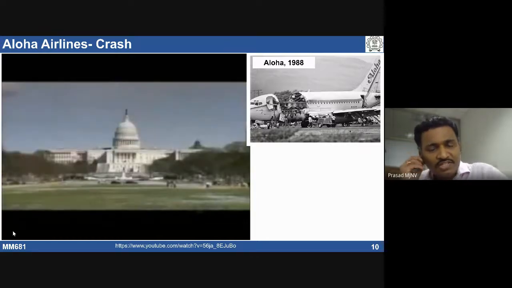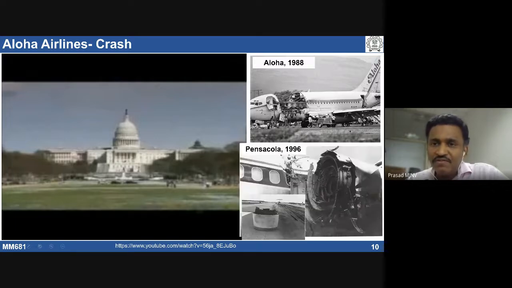So this Aloha incident happened in 1988. This also has been attributed to fatigue failure: pressurization and depressurization led to crack propagation in the skin. Afterwards, in 1996, the Pensacola accident also happened, where some part of the engine fell off. The fuselage skin, which was connecting, got disconnected. That led to an immediate landing, which saved people's lives.